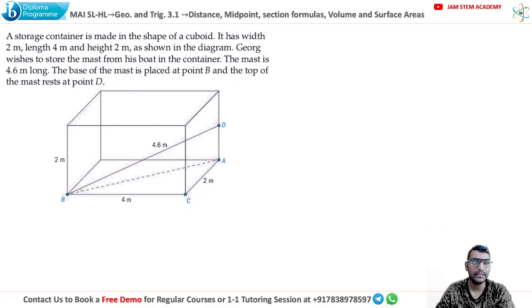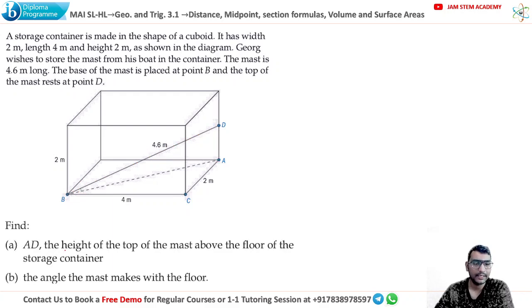It says the base of the mast is placed at B and the top of the mast is placed at point D. It means from this point to this point, like this. This is going to be the base of the mast. In this question, the first part asks to find the length AD. The second part is to find the angle the mast makes with the floor. It's very important. In this way, we are trying to find the angle between this line BD and the plane base of the cuboid. So let's start with finding AD first.